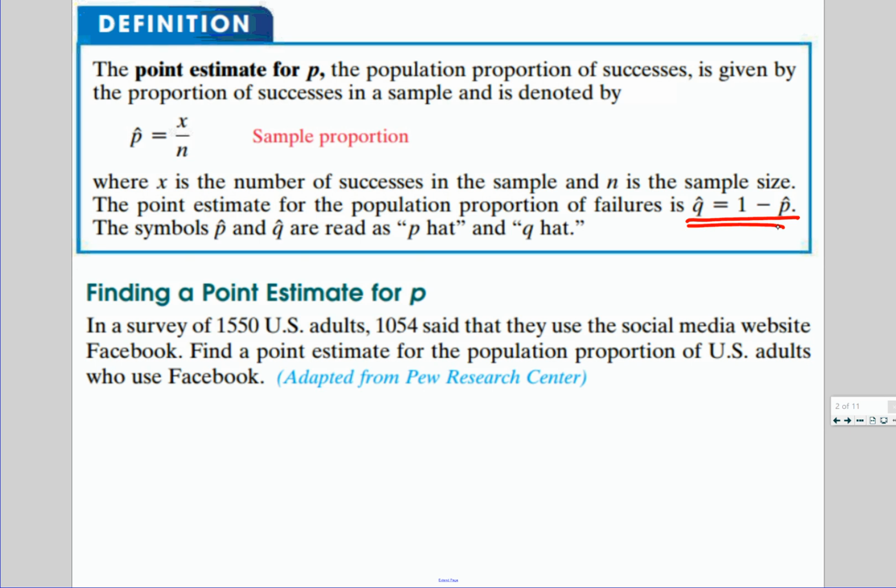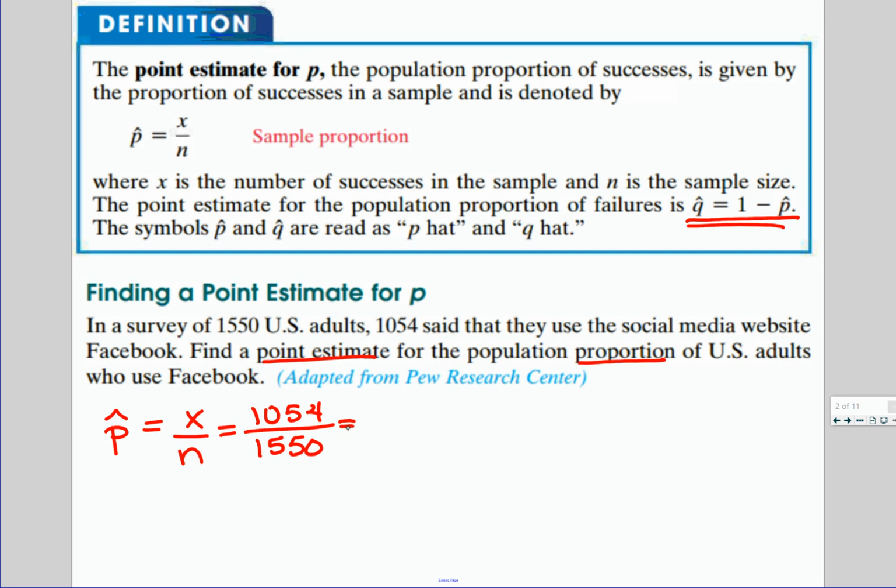It says finding a point estimate for P. It says in a survey of 1,550 U.S. adults, 1,054 said they use the social media website Facebook. Find a point estimate for the population proportion of U.S. adults who use Facebook. So if we're asking for a proportion point estimate, it's the sample proportion, or P hat, that you're calculating. The formula is X over N. X is the number of successes, or in this survey, the number of people that said yes, and then N is the total number surveyed. So in this example, it would be 1,054 said they do use Facebook, and 1,550 total were surveyed.